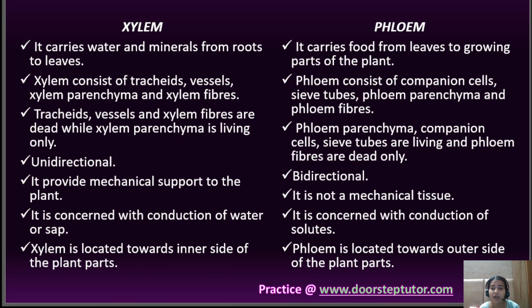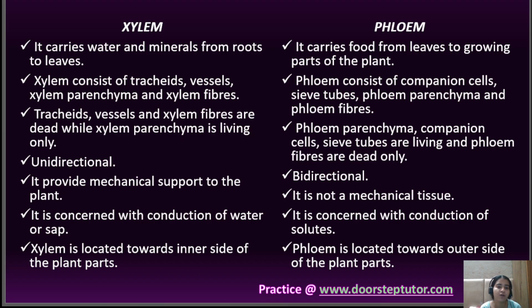Now if we talk about plants, in case of plants, the conducting tissues are only xylem and phloem. Firstly, the xylem is responsible for conduction of water. Apart from this, the phloem is responsible for conduction of food from the leaves, or we can say the portion where the food is prepared, to the portion where it is needed. That is, from the leaves to the growing parts of the plant.